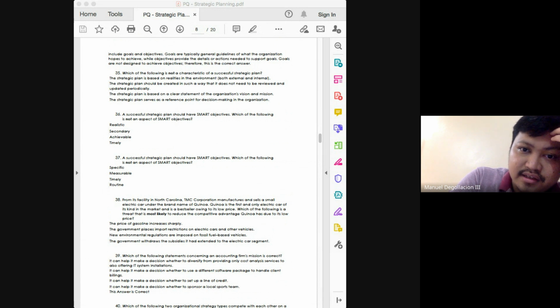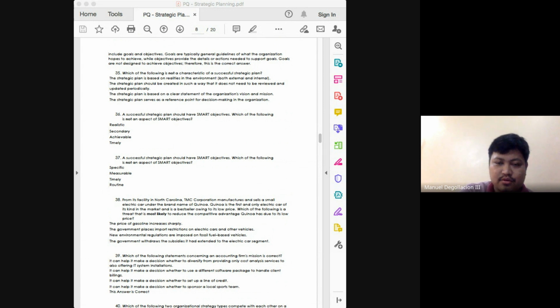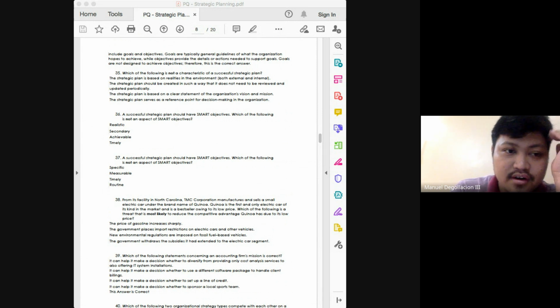Okay, so in 36, the incorrect option here is secondary, because the S stands for specific, and then M stands for measurable, A stands for achievable, R stands for realistic, and T stands for timely. Okay, S specific, M measurable, A achievable, R realistic, and T is for timely. This could be asked in the essay part, so please take note.